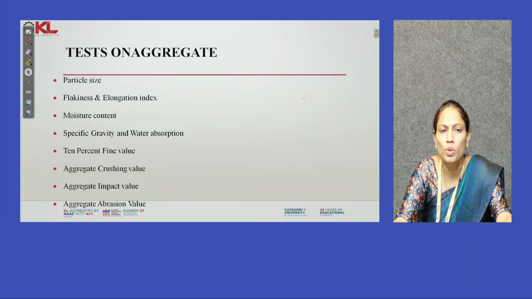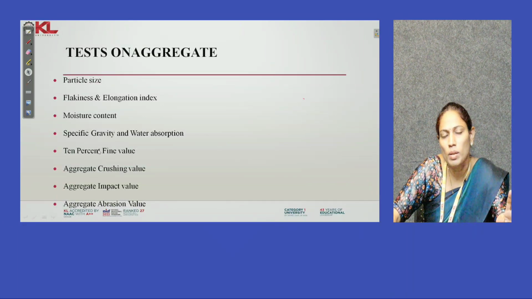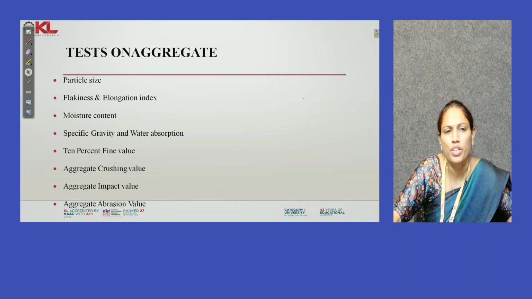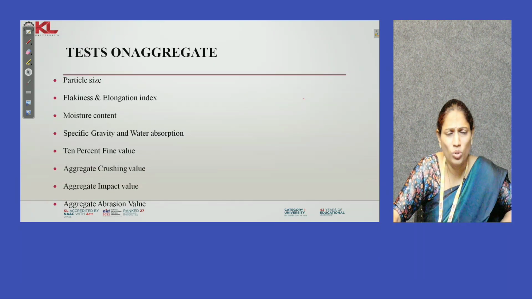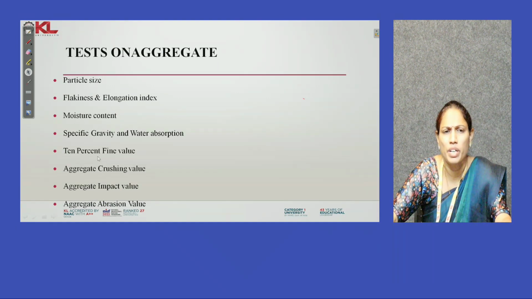Now we are going in depth with the particle size, which we are going to do in your laboratory. So the first one is particle size. Based on the particle size, we differentiate between fine aggregate and coarse aggregate. In moisture content, we are going to see the water cement ratio, the specific gravity, and water absorption. So what is the capacity of water absorption, or how much water can be absorbed by the aggregate. Then the 10% fines value, aggregate crushing value, which is the crushing strength, and impact value.